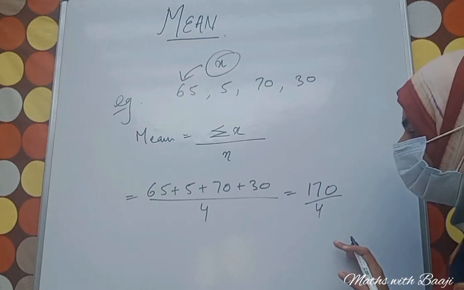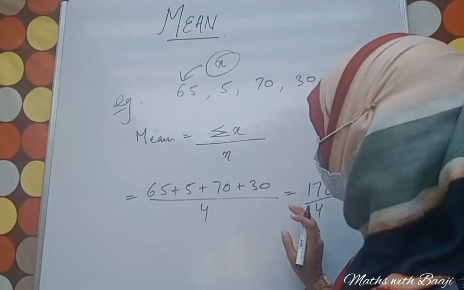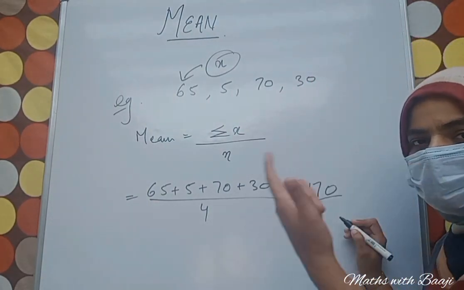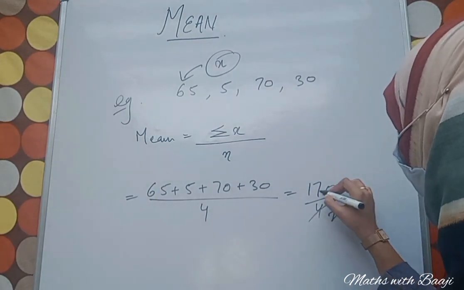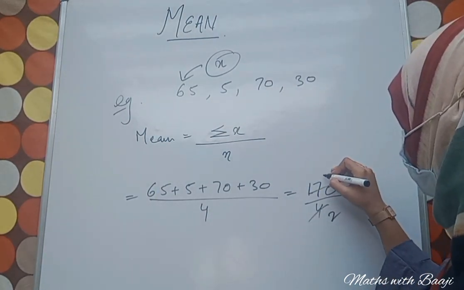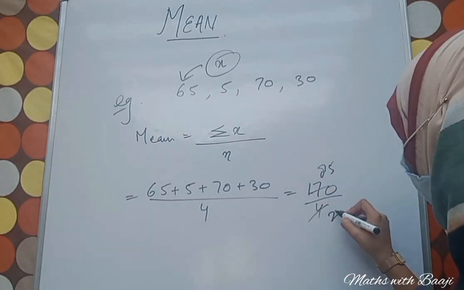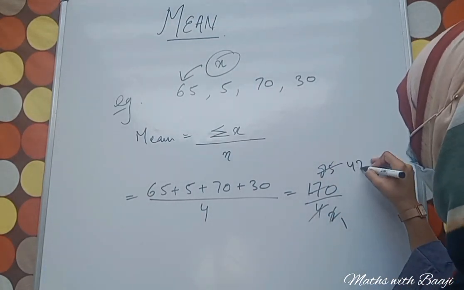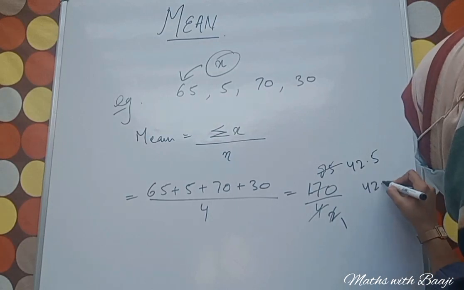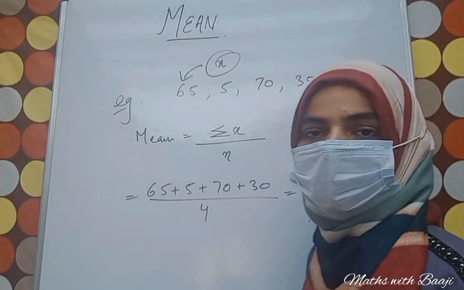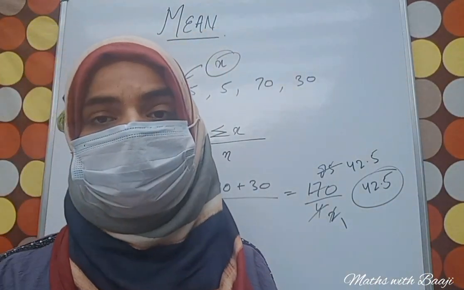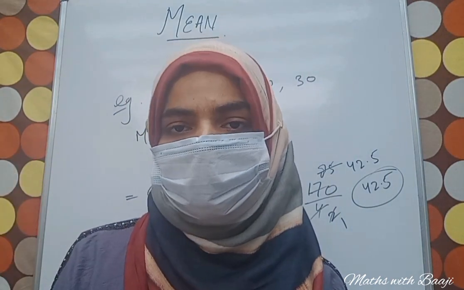Okay. So what will happen in this case? We will then try to solve it out. 4 into 42 is 168, then 2, so 42.5. So 42.5 will be considered as our mean, the arithmetic mean or mean.